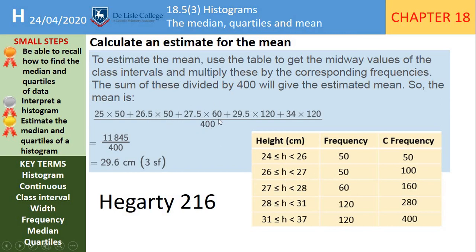And then we do the same again. So 27.5 is the midpoint, multiplied by 60. This is this calculation here, added to 29.5 multiplied by 120, added to 34 multiplied by 120, divide by the total frequency, which is 400. So it gives me a calculation for an estimate of the mean being 29.6 centimetres, correct to 3 significant figures.